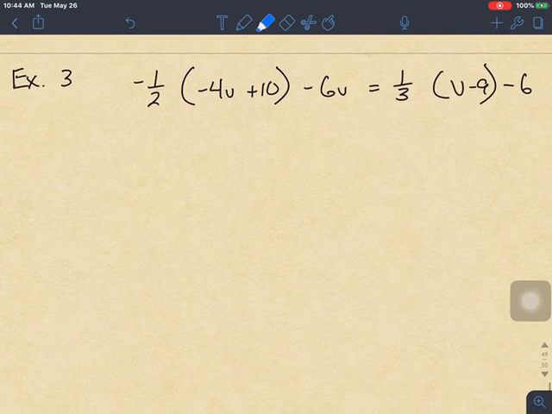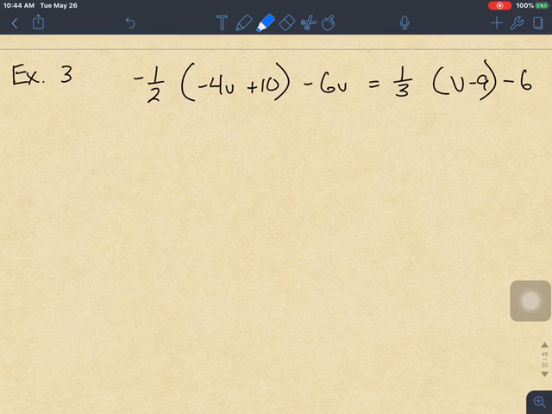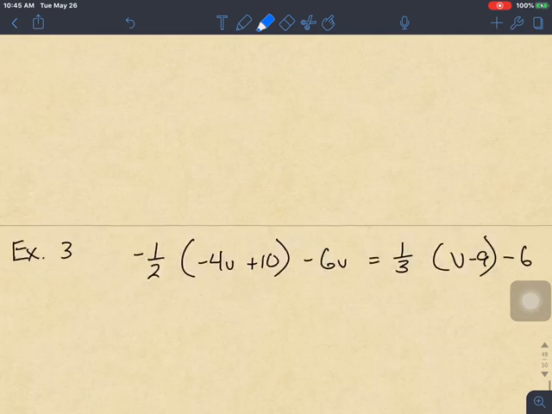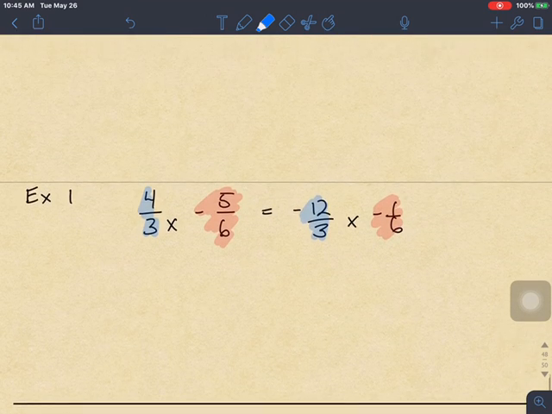And then example 3, oh my goodness, we have so many things going on here. We have to distribute, right? We have to multiply the negative 1/2 times the quantity, and the 1/3 times the quantity on the right. Then we have to combine like terms, then solve with variables on both sides. There's going to be a lot going on here. Let's go ahead and get started.